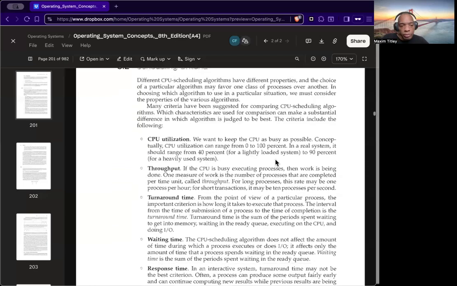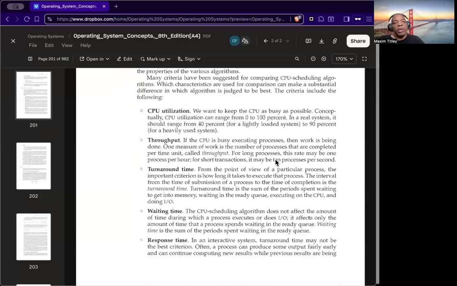So when it comes to scheduling, these are the parts that we're concerned about. I spoke to you about throughput. Here's the official definition. If the CPU is busy executing processes, then work is being done. That's desirable. One measure of work is the number of processes that are completed per time unit, called throughput. For long processes, the rate can be one process per hour. For short transactions, it may be 10 processes per second.